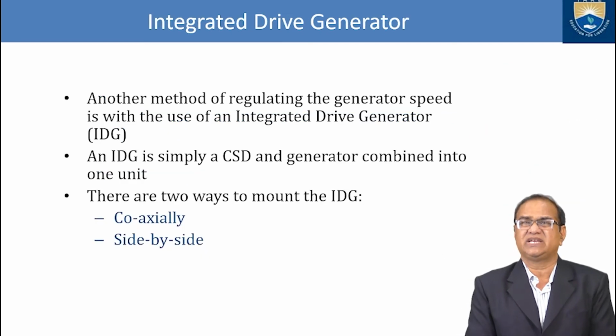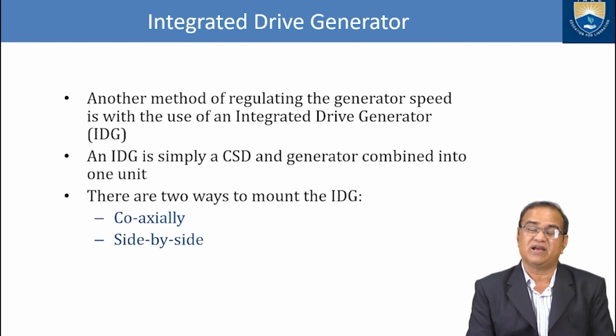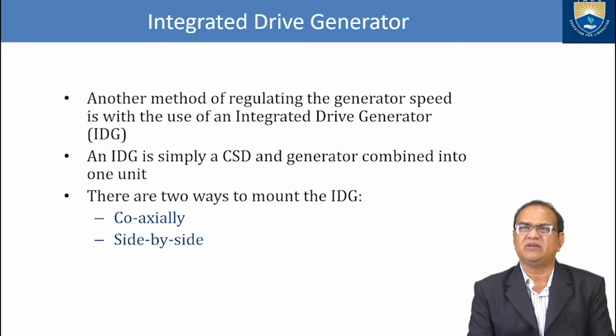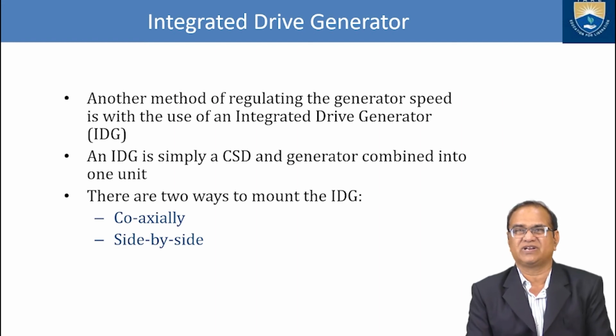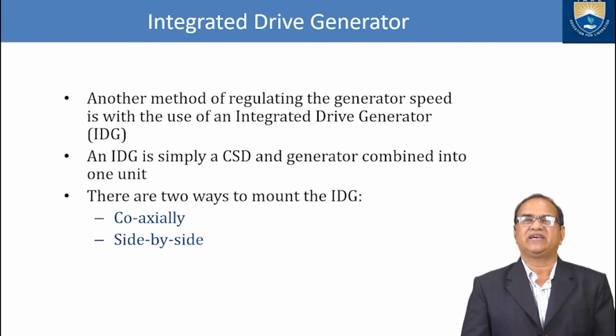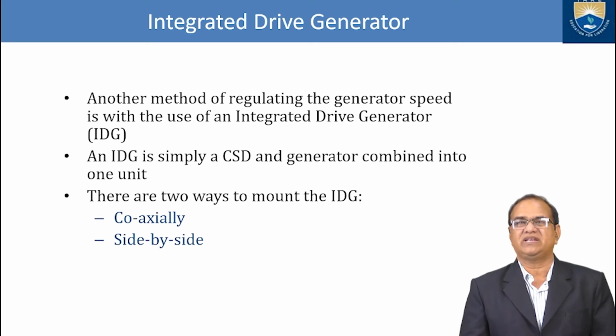Next is the IDG, integrated drive generator. It is also one of the main components of your electrical system, power generation. Another method of regulating the generator speed is with the use of an integrated drive generator. It is called an integrated drive generator. An integrated drive generator is simply a CSD and generator combined into one unit.